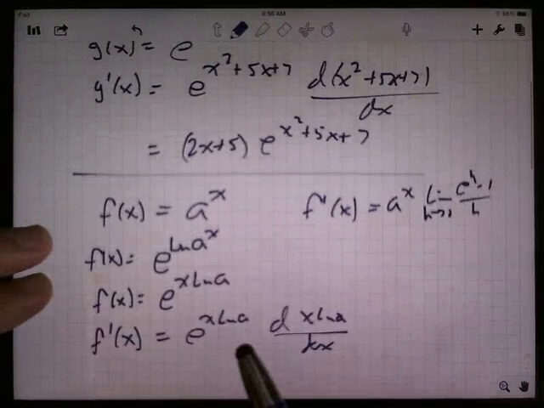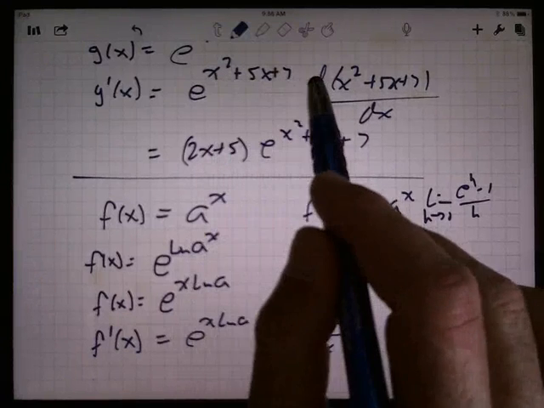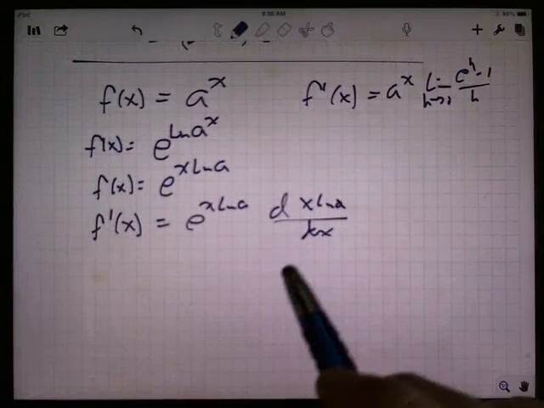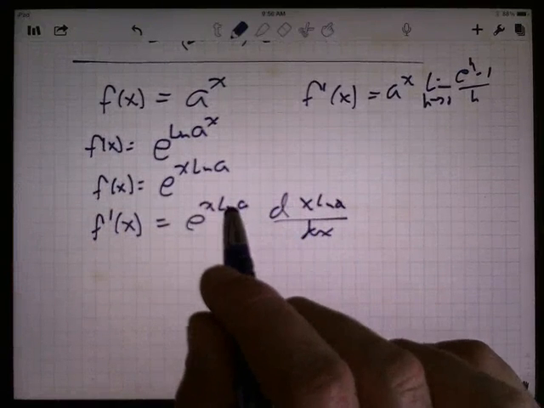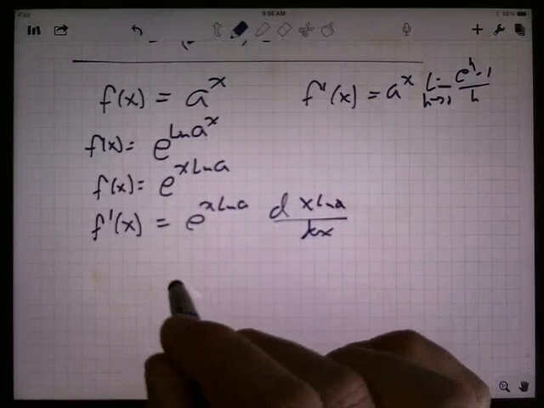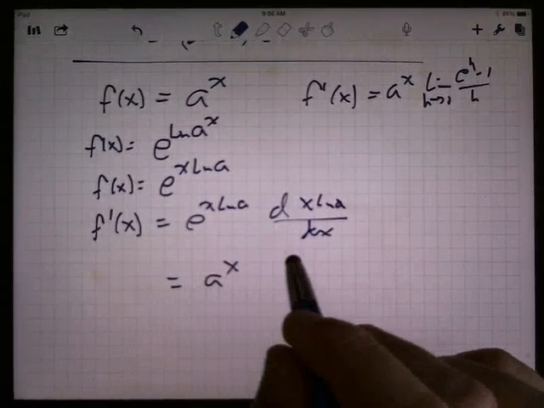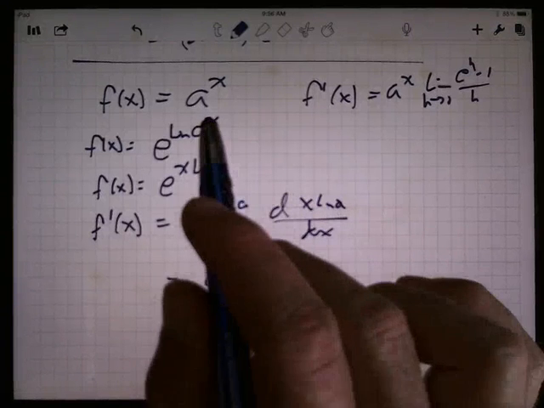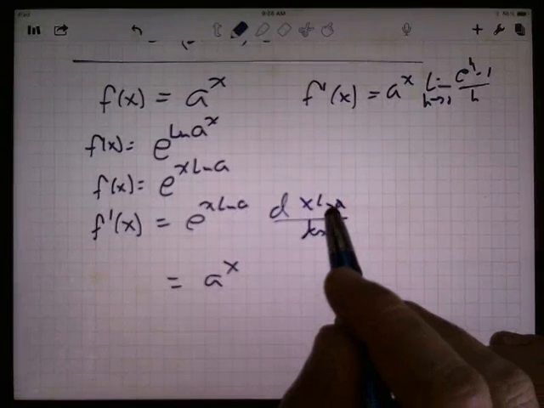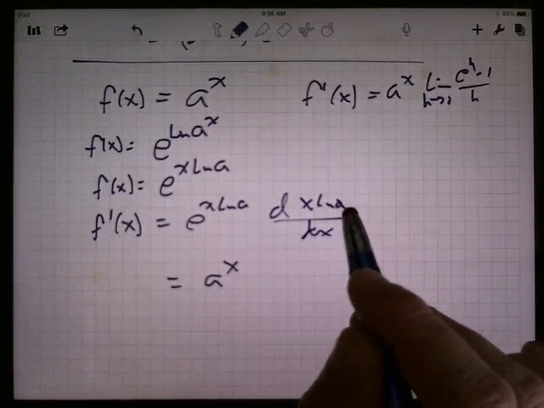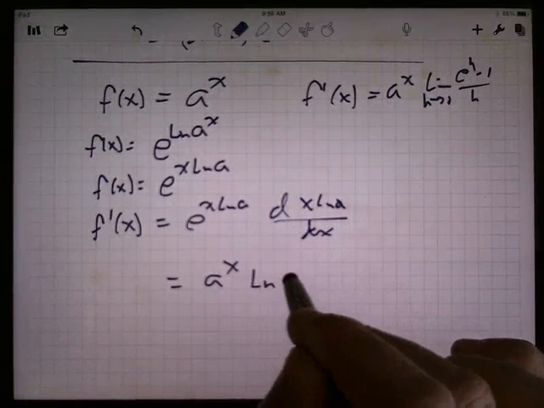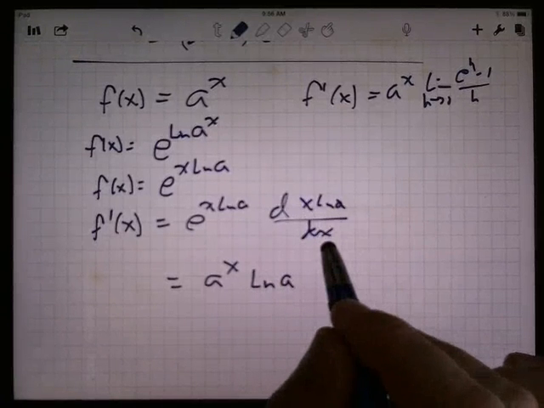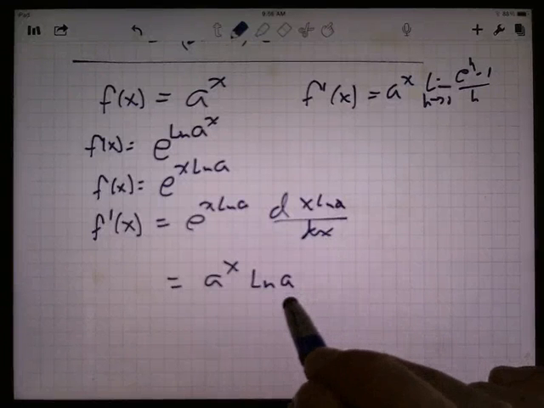Right? Just like we did up here. Instead of it as an x squared plus 5x plus 7, it's an x times natural log of a. So this e to the x natural log a is the same as the a to the x there. But then what's the derivative of x times natural log a? Well, a is just some number. It's a constant. So this is a constant times x. How do you take the derivative of a constant times x? It's just the constant. The derivative of x natural log a with respect to x is just natural log a, whatever that number is.